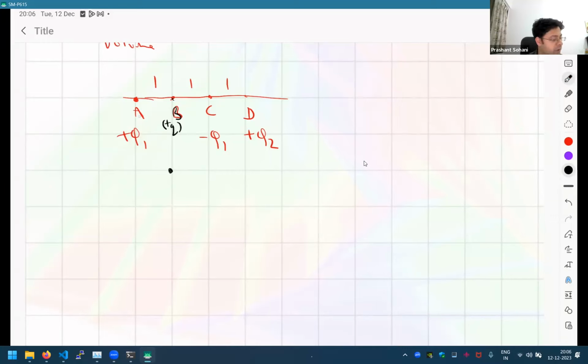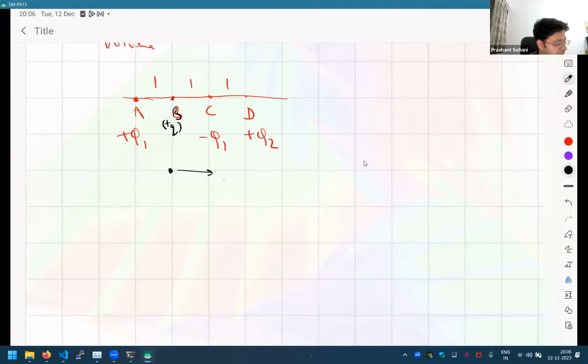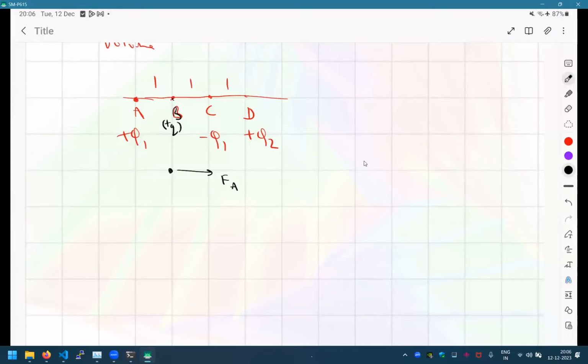So first thing, will the force of A attract or repel B? Will it push it to the left or to the right? Repel, right? Because it is positive, it will repel, so it will go to the right. If I have to draw an arrow, it will look something like this. What about C? C will attract B, right? Yes, attract, so again it will go to the right.